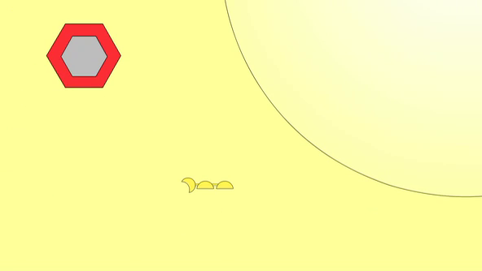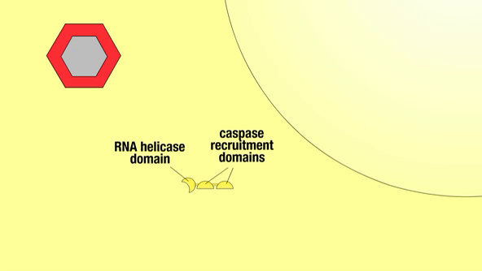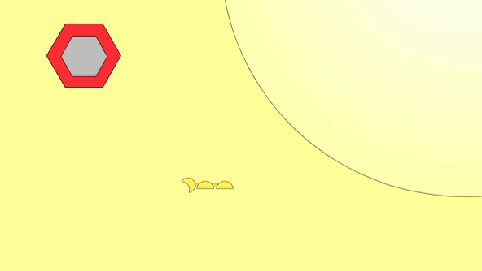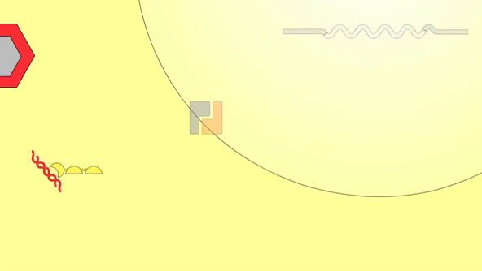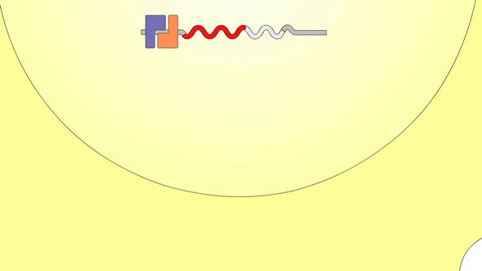Finally, there is a class of intracellular receptor proteins that contain an RNA helicase domain and two caspase recruitment domains, or CARD domains. One member of this family, RIG-I, recognizes double-stranded RNAs that are a component in the life cycle of many RNA viruses. This class of proteins also sends a signal to the nucleus, but unlike TLRs and NODs, it activates the production of type 1 interferons.